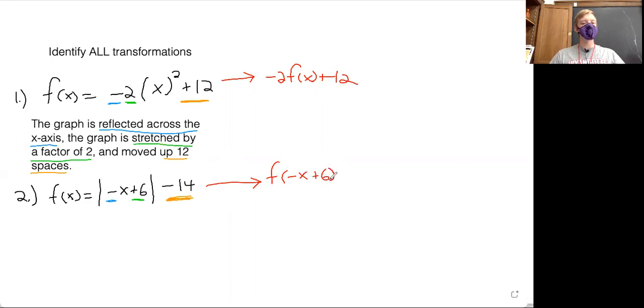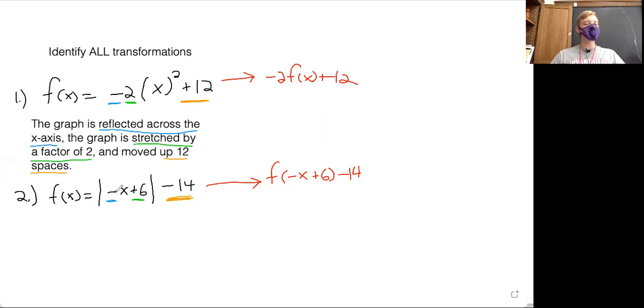Because notice, whatever I have inside this absolute value is the same as inside of this parentheses over here. Those are exactly the same. Whatever I have inside these parentheses squared is what I have inside this parentheses here. We still have the -14 outside of our absolute value on the end, which means I'm going to have a -14 outside my parentheses on the end here.